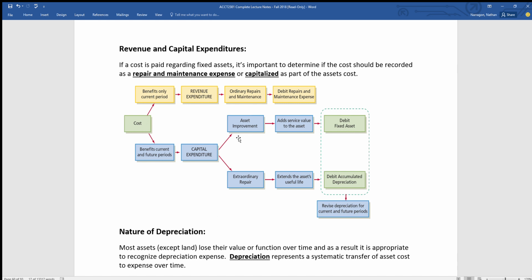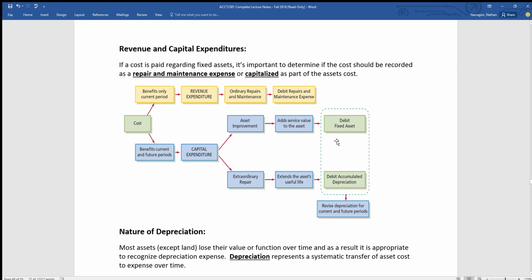So we had the big rig, and we're going to add all these new parts to it. We're basically changing almost the purpose of the item, but we're actually improving it. So when we're improving it to be able to tow, it does add what is known as service value to the asset, which then we would have to debit the fixed asset.